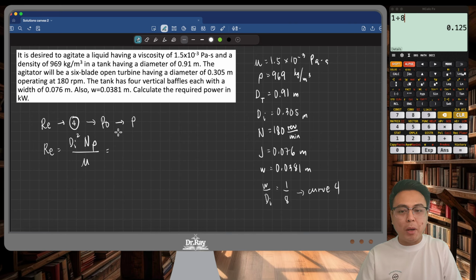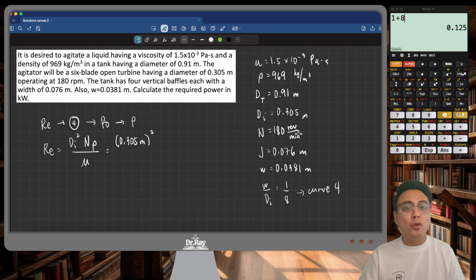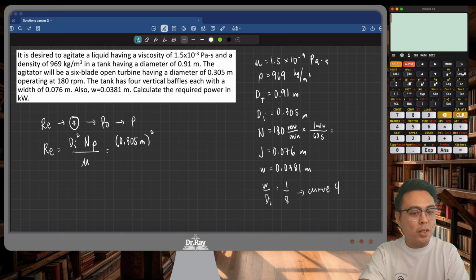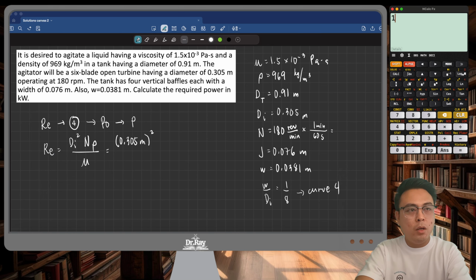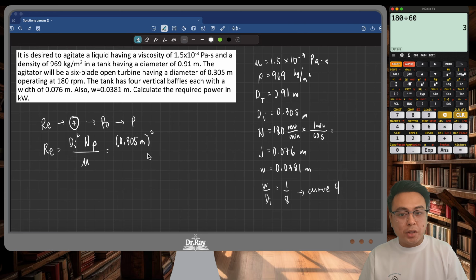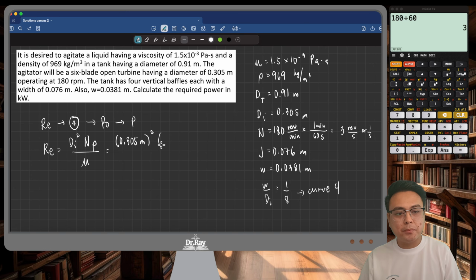Let me show you. Impeller diameter is already given in meters. We can use that directly. 0.305 meters squared. Impeller speed is in revolutions per minute. Let's quickly convert that. From revolutions per minute to revolutions per second, that's 180 divided by 60. Let me restart my calculator. That's 180 over 60, that's 3 revolutions per second, or simply just a unit of per second or hertz.